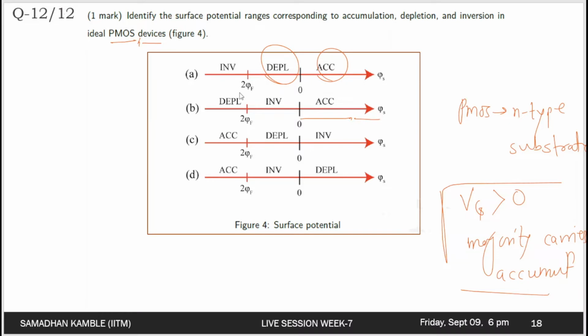And once we cross this particular threshold, the region itself becomes inverting, as more holes, the minority carriers, have been surrounding the interface, and the N type device becomes P type at the interface. So that means the inversion region starts after this particular threshold voltage, and we can see that the potential ranges corresponding to these three can be clearly explained by option number A here.